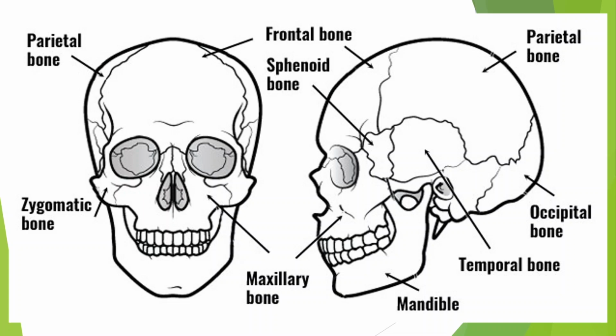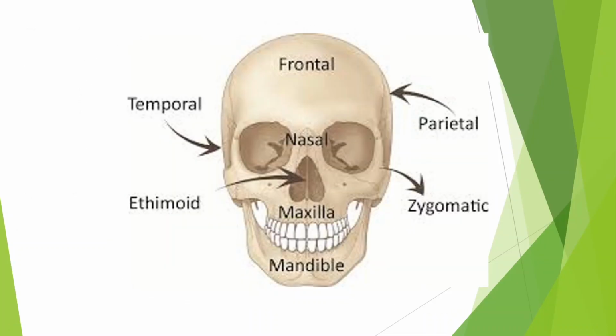That is the mental protuberance. So the chin bone that you feel if you go touching down there, that is the mental protuberance. It is a protuberance through its name. Yeah, I know. Very hard to get. Anyway, moving on. This is again another photo of the frontal aspect.